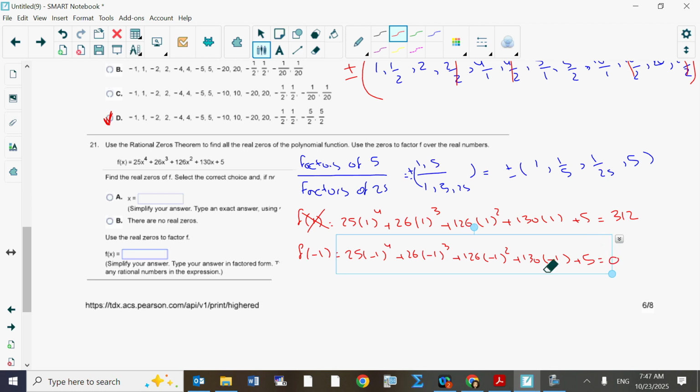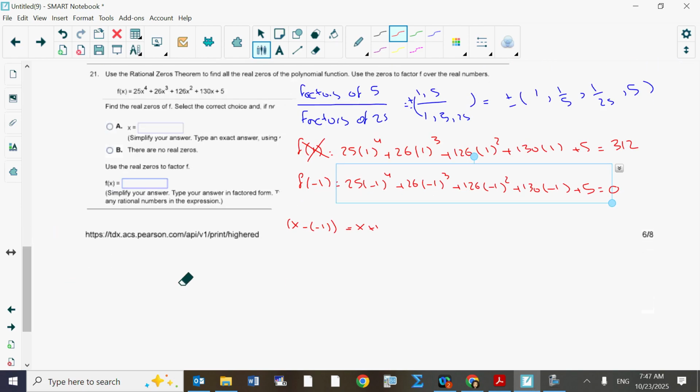And this time, this is equal to 0. So if it's equal to 0, that means negative 1 is a zero of the function. So x minus negative 1 is the factor that created the 0, which is x plus 1. This is one factor of my function. Now, I need to find the other factors of the function.